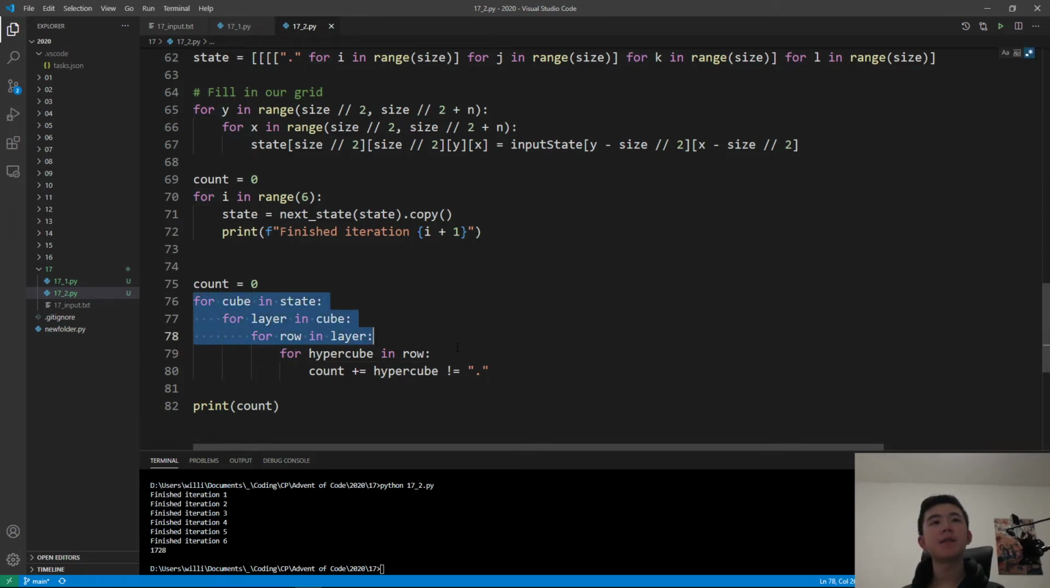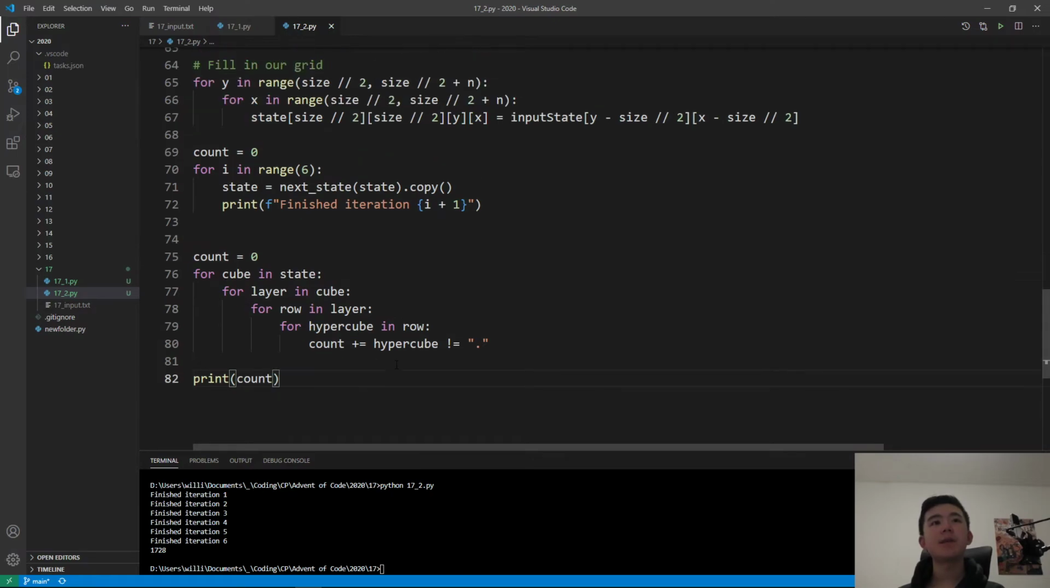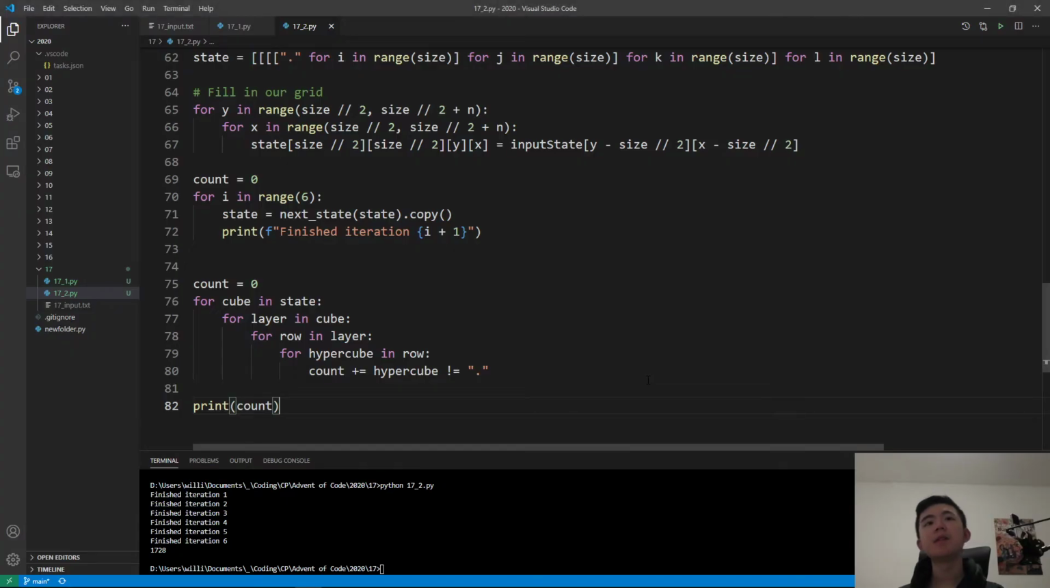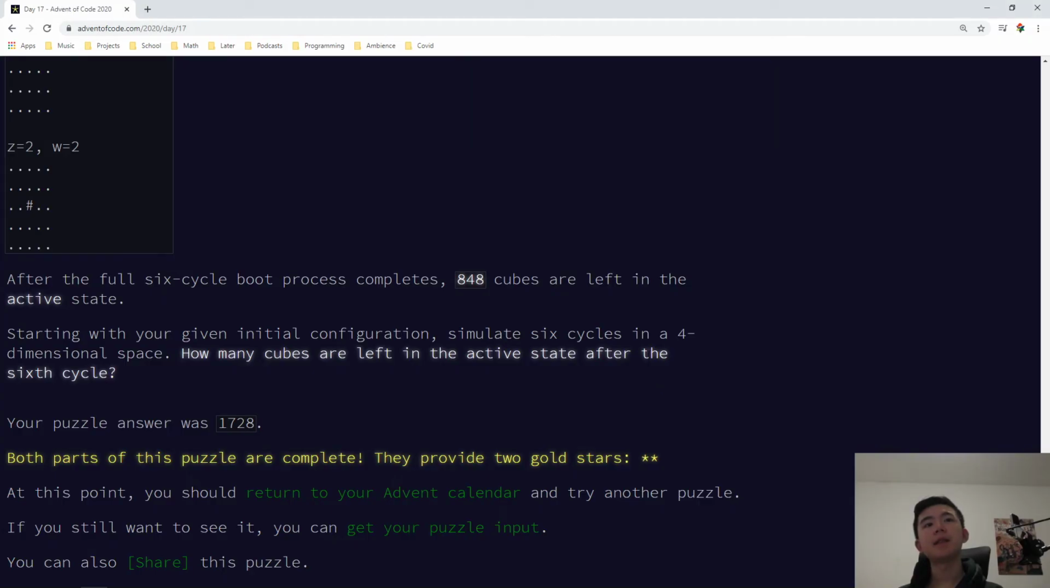And I just did this with kind of more fun variables. We have cubes, and then we have layers in the cubes, and then we have rows in the layer, and then we have hypercubes in each row. After that, we're done. We just output the count. So that was pretty weird. That took a long time to run, but that's okay. It still ran in under a minute, so I'm happy about that. And that's pretty much it.